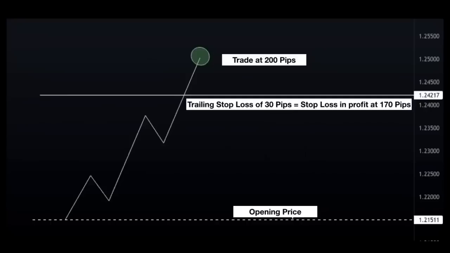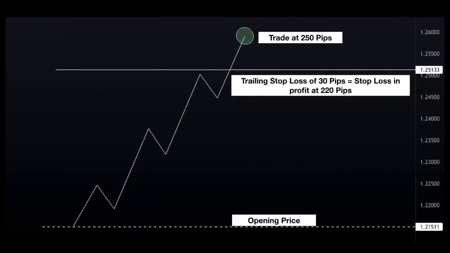If a trade is in profit of 200 pips and you have added a trailing stop loss of 30 pips, it means that if the market goes 30 pips against the trade, it will close automatically at 170 pips. If, on the other hand, the trade proceeds to 250 pips in profit, the trailing stop loss will automatically increase and protect the position up to 220 pips.